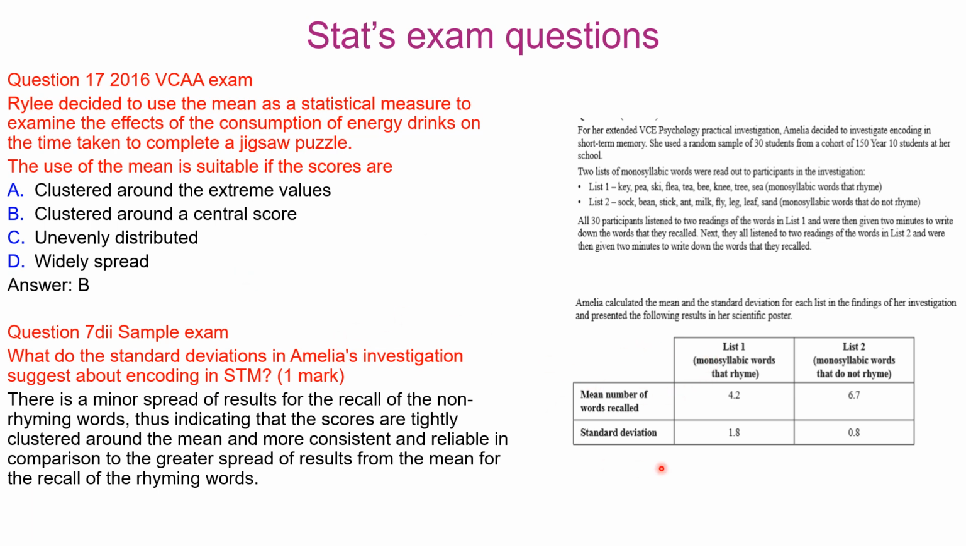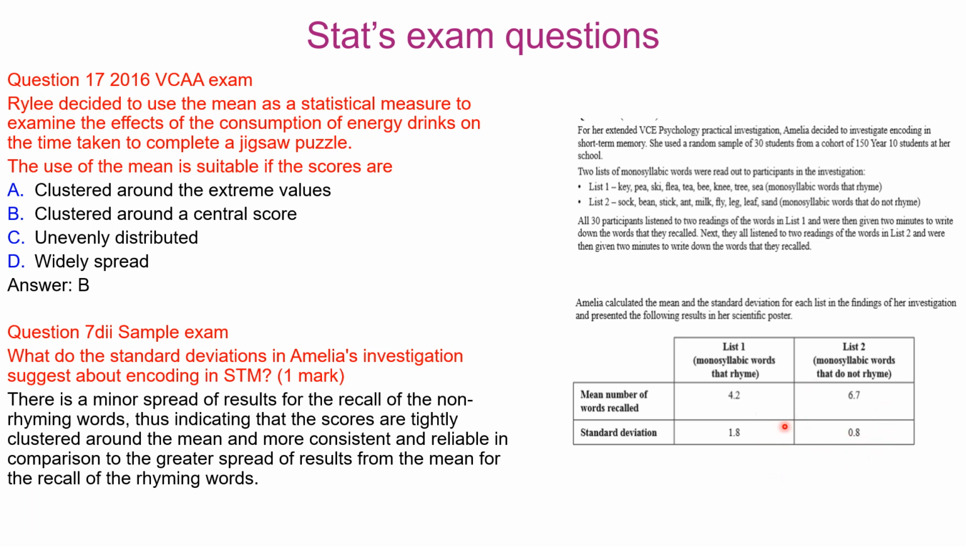Now have a look over here. This might be a bit hard to see, but what we have here is a bit of an STM test on rhyming versus non-rhyming words. So we've got a 4.2 mean on the rhyming words, and we've got 6.7, much higher. These people have done much higher when the words don't rhyme. There's less confusion. But look at the standard deviation. We've got a huge, more than double. That's 1.8 there. You might not be able to see that. And we've only got a 0.8 spread for the rhyming one.